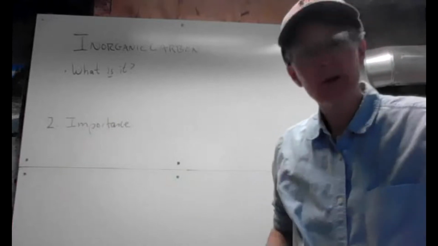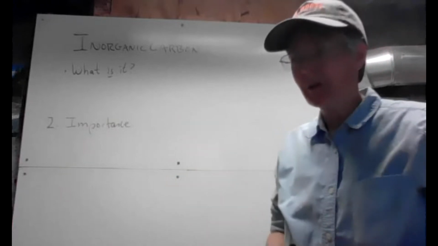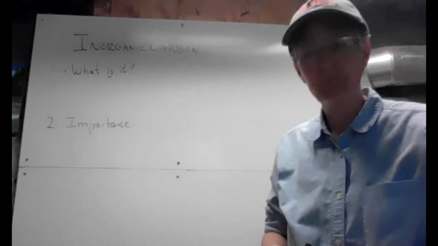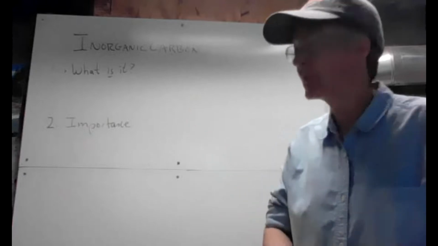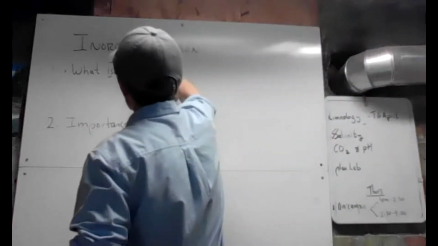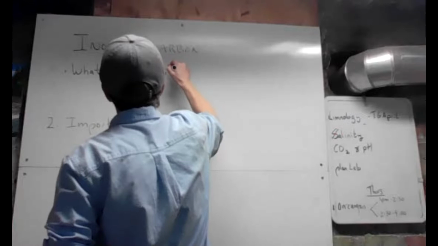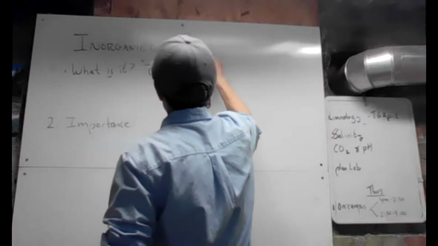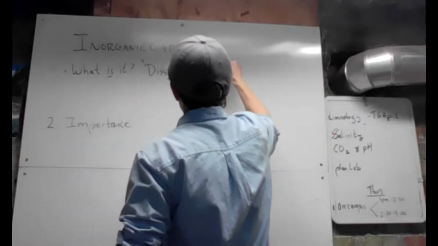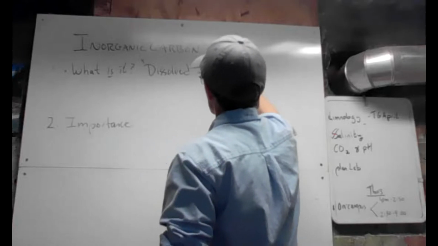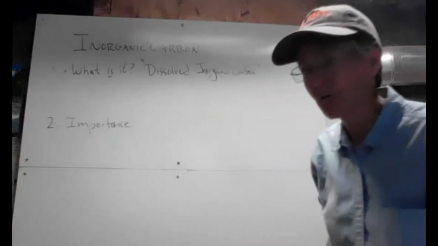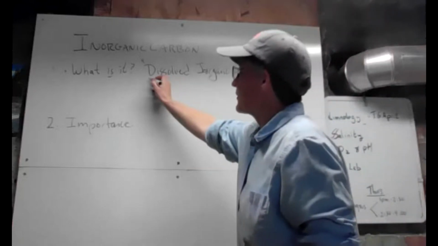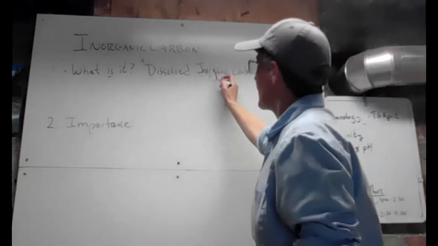All right, so we're going to go through very orderly in this order of 8 things. So inorganic carbon. First question is, what is it? Okay, well, it is dissolved inorganic carbon. And it's frequently referred to just by the initials DIC.